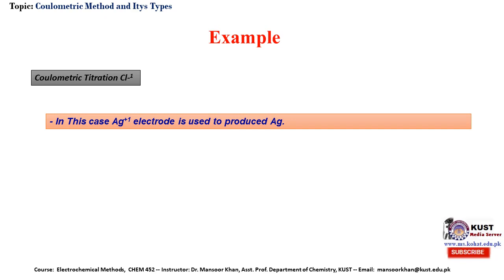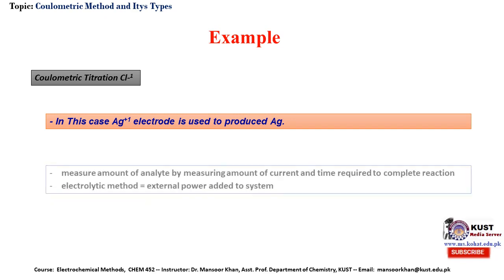In this case, a silver electrode is used, where the chloride comes and gives one of its electrons to convert into chlorine gas, and silver ion is converted into silver. Now the weight of the silver electrode will increase because more silver will be deposited on the silver electrode.